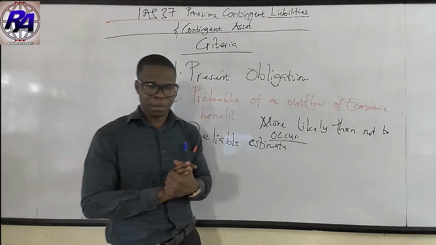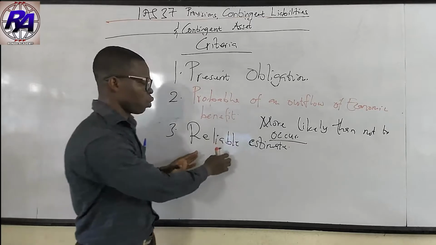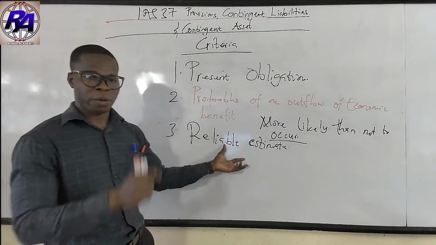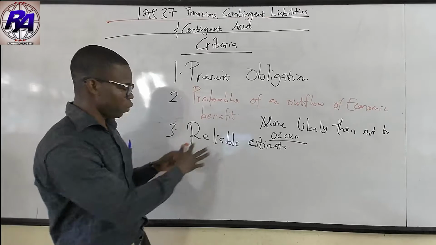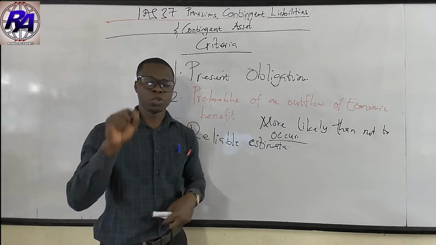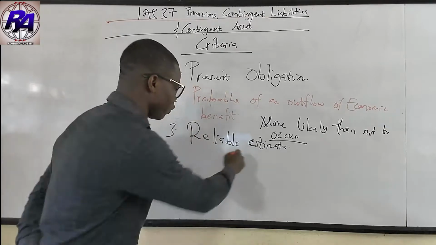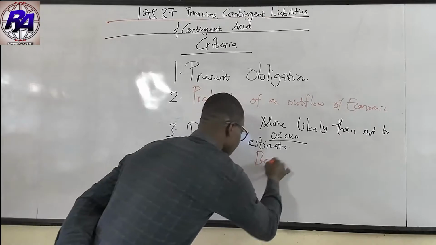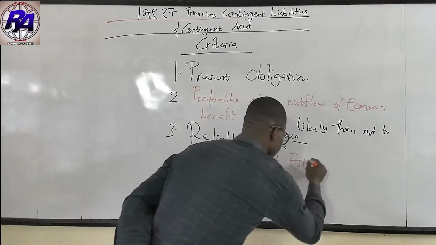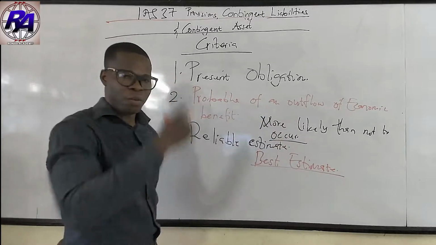That is basically about measurement. And according to IAS 37, there are a few things you are supposed to know when it comes to the measurement of our provisions. So I'm going to take you through them. The first one is that the measurement of a provision should always be the best estimate.